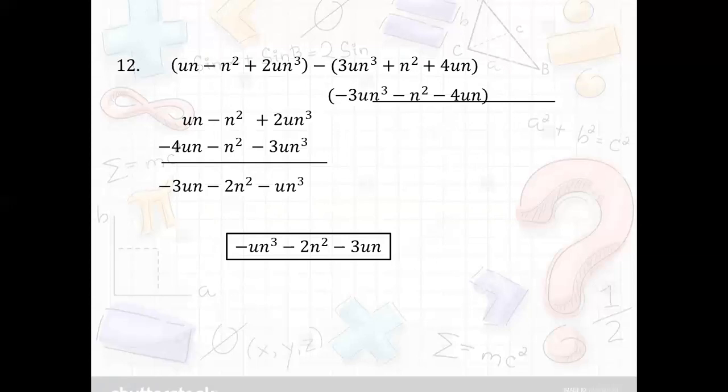Okay, this is question number 12. You have again the same kind of question as question number 11. So you need to simplify the negative sign first. I mean, multiply each term with the negative. So this is positive, that there is no sign.